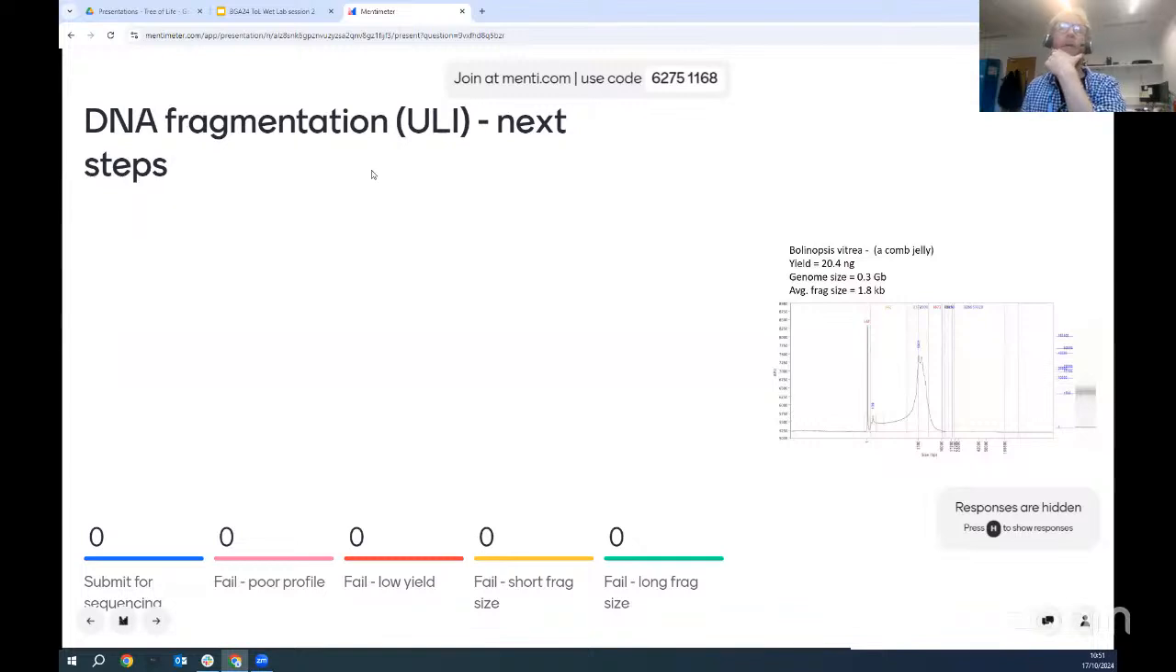Here we have an ultra low input sample. So this is a comb jelly. The yield is 20 nanograms, the genome size 0.3, and the average fragment size 1.8.